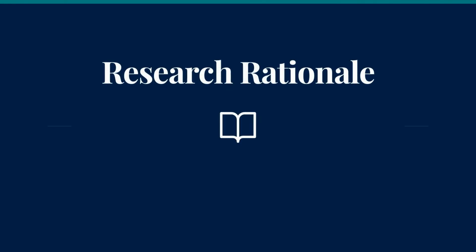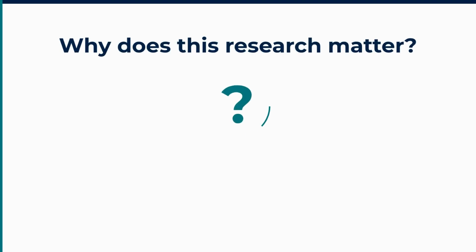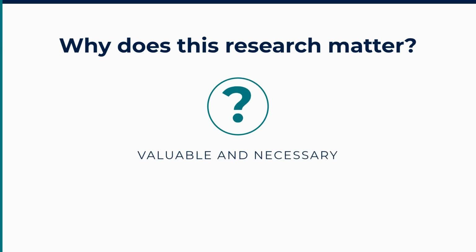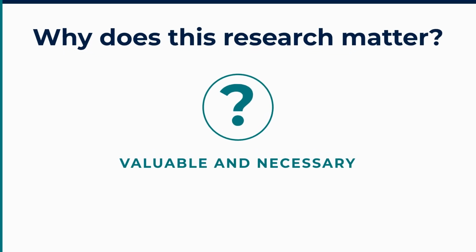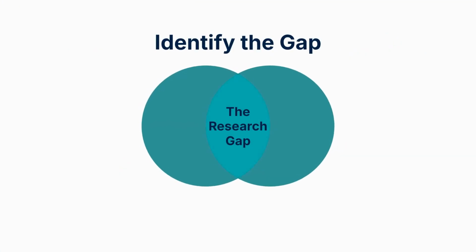Writing the research rationale of a thesis involves explaining why your study is important and why it should be conducted. It answers the question, why does this research matter? Think of it as convincing readers that your study is valuable and necessary. Start by describing the problem or gap that your research addresses.